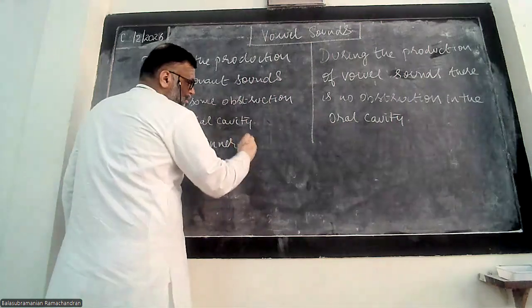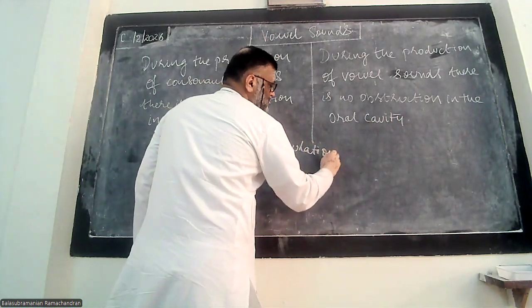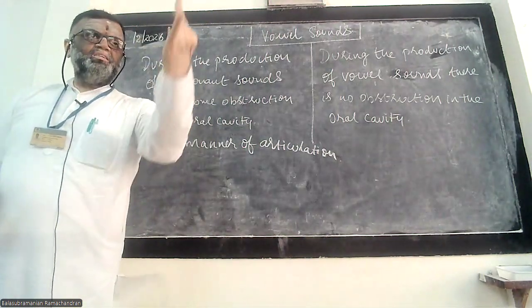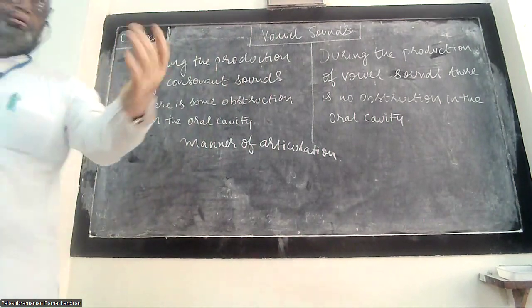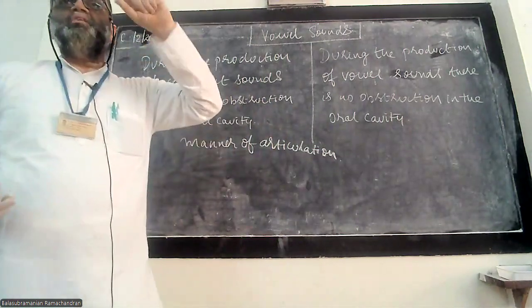Okay, manner of articulation. That is where we get plosives, affricates, fricatives, frictionless continuants, lateral. That is how, because of the obstruction, the air meets that obstruction.